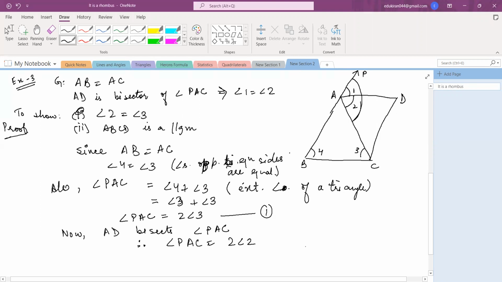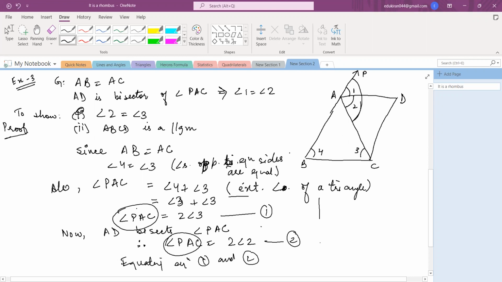Yes, ma'am. Because angle 1 is also equal to angle 2. So this one is my equation number 2. On the LHS we have angle PAC. So we equate the two equations. Equating equation 1 and 2, I will get twice of angle 3 is equal to twice of angle 2.